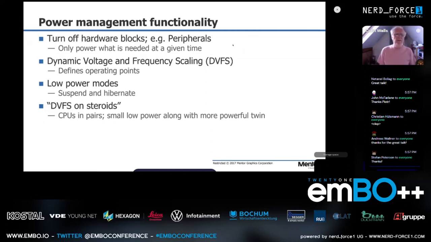And lastly, a facility which you don't need, but is an option, is what I call DVFS on steroids, which is you have multiple CPUs, but they come in pairs. You have a low power version and a more powerful twin. That's a fairly specialized kind of architecture.